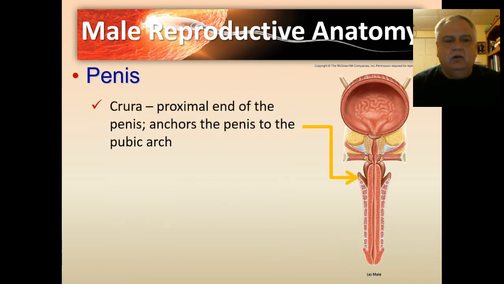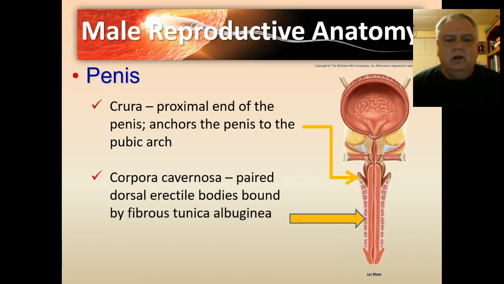Next, another component of the penis is the crura. This is the proximal end of the penis, which anchors the penis to the pubic arch. So it's not very well shown here, but this would be the crura, the site of attachment to the body wall.